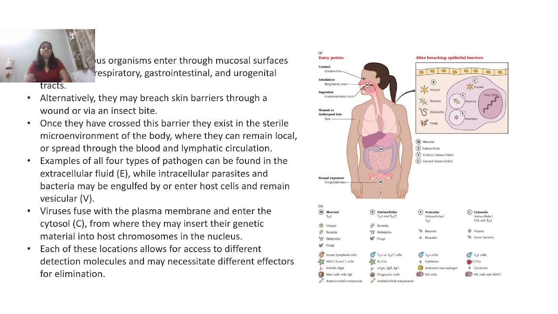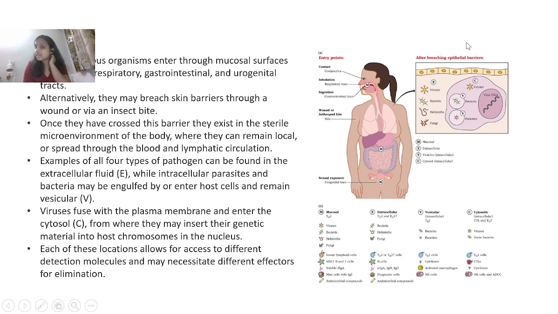Examples of all four types of pathogen can be found in the extracellular fluid, while intracellular parasites and bacteria may be engulfed, or they can enter the host cells and remain vesicular. So all four types of pathogens which I mentioned, bacteria, virus, fungi, and protists, can be found in the extracellular fluid, but there are intracellular parasites and bacteria which can be engulfed or enter the host cells and remain vesicular. In vesicles they can stay.